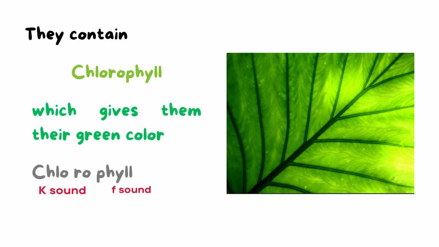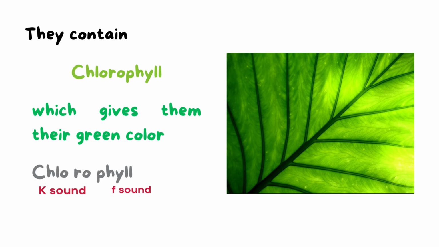Chlorophyll, which gives them their green color. So this chlorophyll gives the leaves the green color. The word chlorophyll is very easy. We can divide it into 3 syllables, okay?